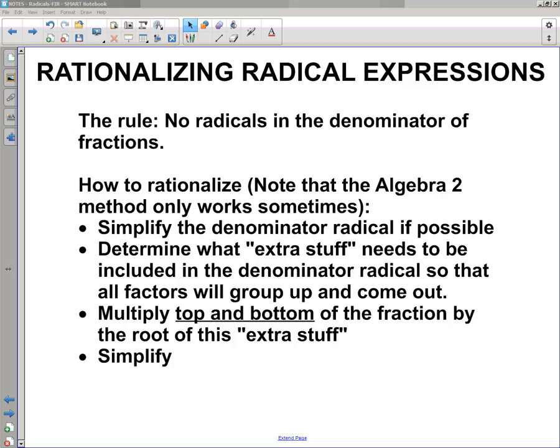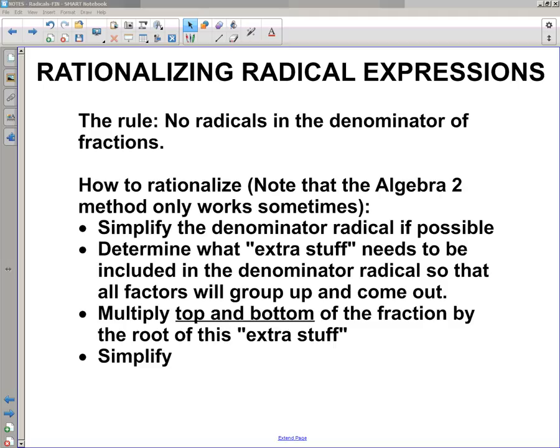In this video, we're going to be talking about rationalizing radical expressions. Now, there's this long-standing rule and convention that you're not allowed to have radicals in the denominators of fractions. So we're going to have to do what's called rationalizing. Anytime we see that, we basically need to get the radical to disappear at the bottom of the fraction.